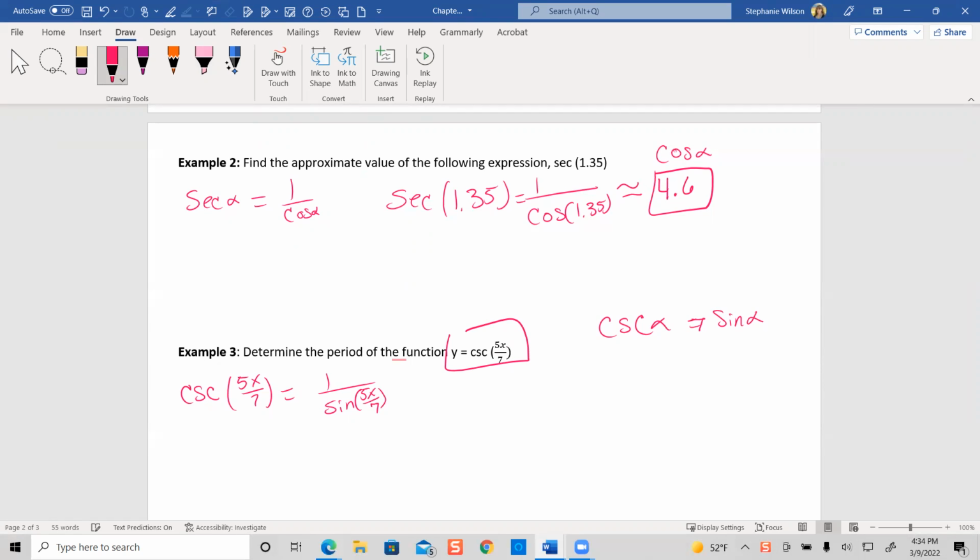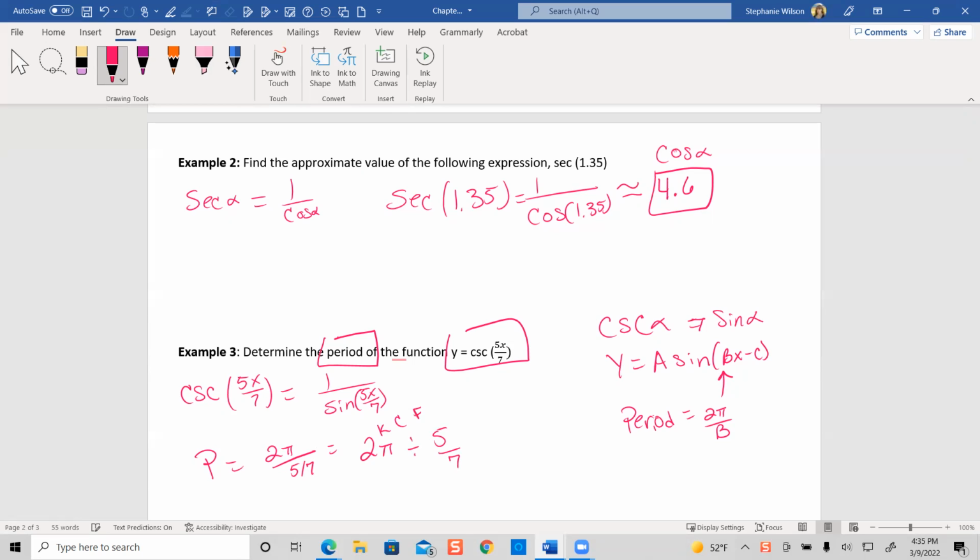All right. So we know that much. Well, let's talk a little bit more about the actual finding of the period. We know that we have this formula, right? And we look at the B, because that tells us what the period is. Remember, the period has a formula of 2 pi over B. So what is B? Well, B in this case is 5/7. So let's rewrite it. And of course, we're going to keep, change, flip.